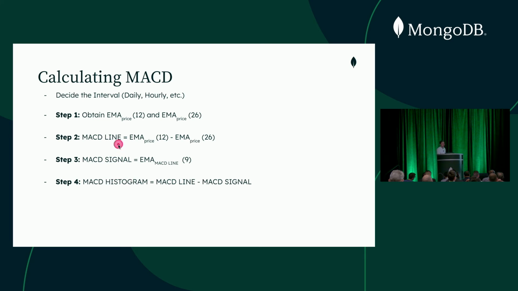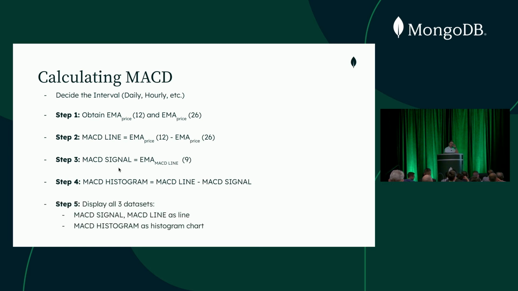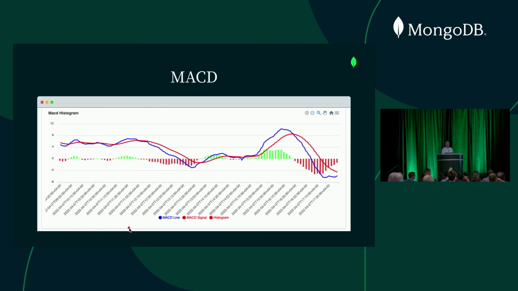So basically, you will have three variables, three arrays of data. And you will show these three arrays of data in a chart: the MACD signal and MACD line as a line chart, and the MACD histogram as a histogram chart. So here you see one example.